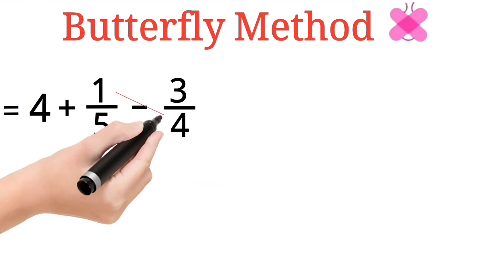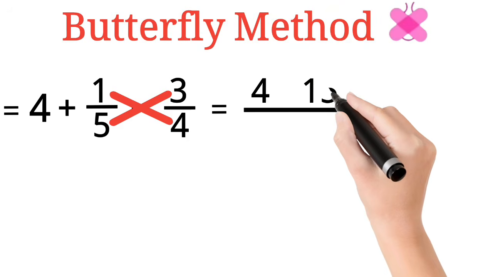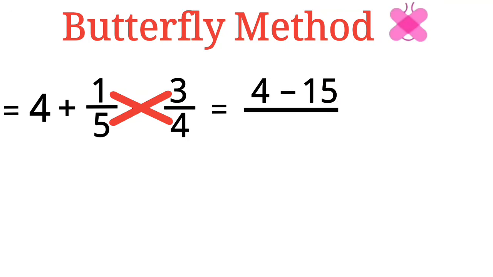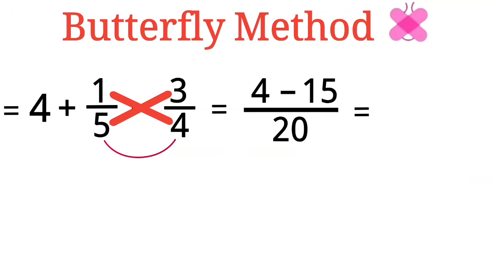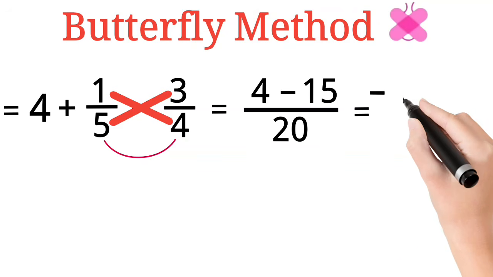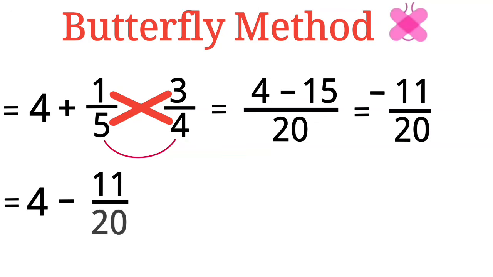Now we'll use the butterfly method again. 1 times 4 equals 4. 3 times 5 equals 15. Now multiply the denominators. 5 times 4 equals 20. Subtract the two numbers at the top. 4 minus 15 equals minus 11. So we have 4 minus 11 over 20.